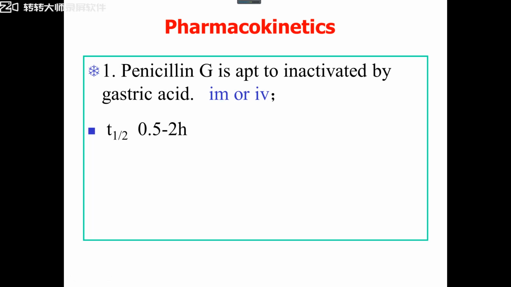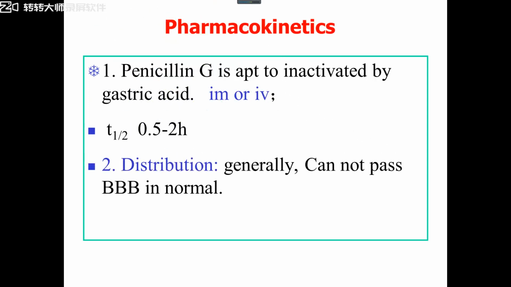Penicillin G, natural penicillin, is short acting, with a half-life of only 0.5 to 2 hours. So that means short acting. In clinic, penicillin G is used 3 to 4 times each day, by intravenous or intramuscular injection.